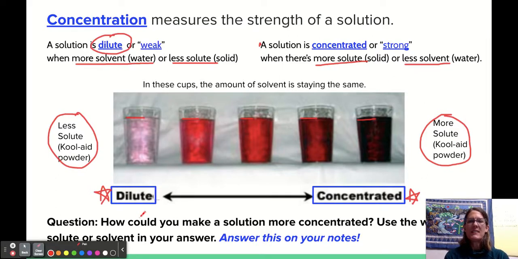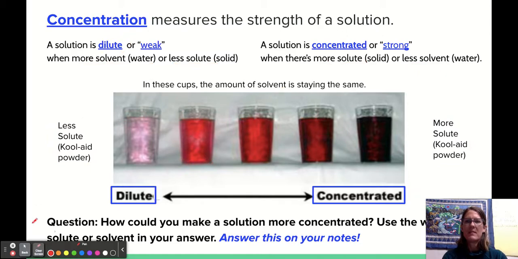So the question says, how could you make a solution more concentrated? And use the word solute or solvent in your answer. So for example, if I have this cup or one of these on the more dilute side of the spectrum, how could I make it more concentrated? How would I move it to looking more like the other end? And use the word solute or solvent in your answer. Remember to pause if you need more time.